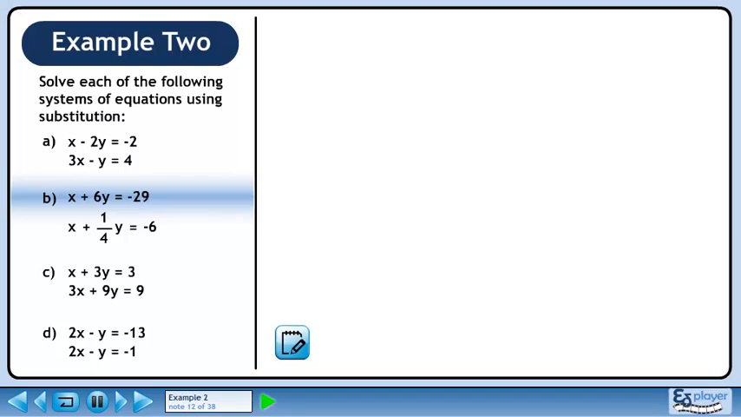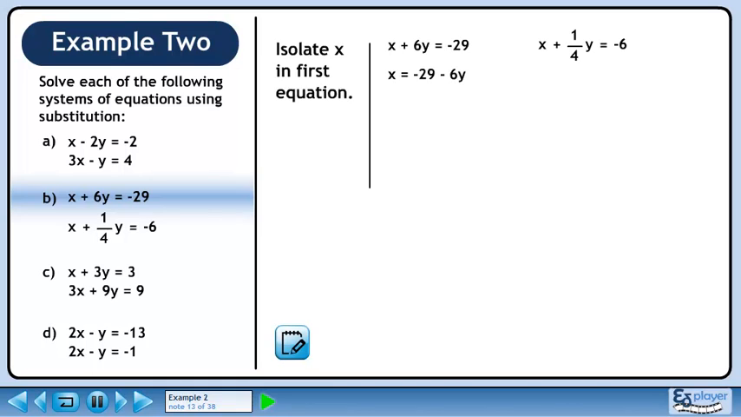In part B, we have the equations x plus 6y equals minus 29 and x plus 1 over 4 y equals minus 6. We'll isolate x in the first equation by bringing 6y to the right side. This gives x equals minus 29 minus 6y. Substitute minus 29 minus 6y for x in the second equation, as shown in the animation.